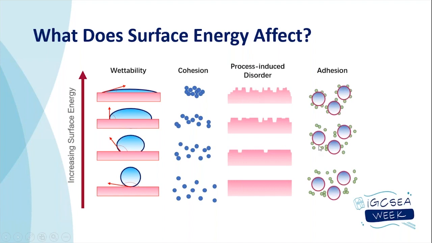And then if we think about a composite or a multi-component system, let's say we have these larger particles and these smaller particles, and if I keep everything else the same and I do some surface modification to increase the surface energy, I could overcome the cohesive forces of the smaller particles and increase adhesion. So all of these things can be affected by the surface energy, and that's why it's important to measure that.